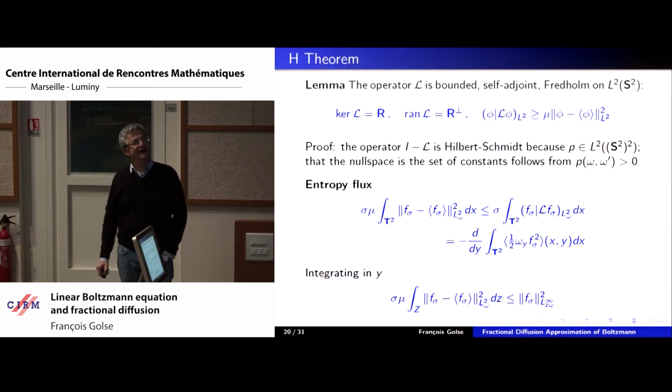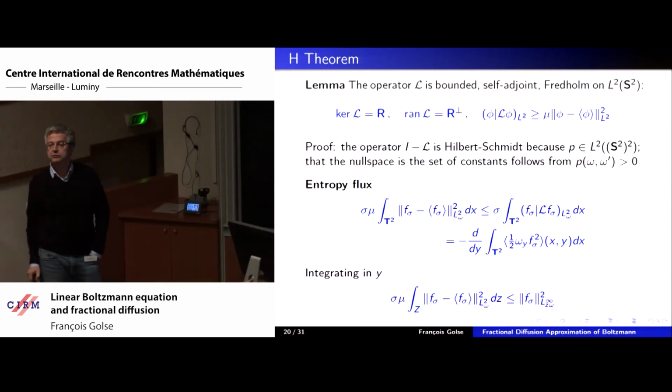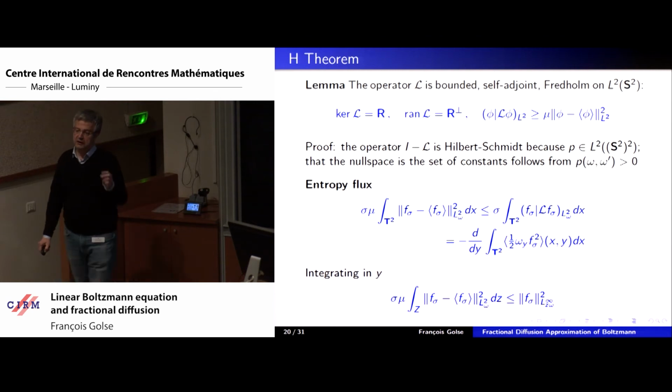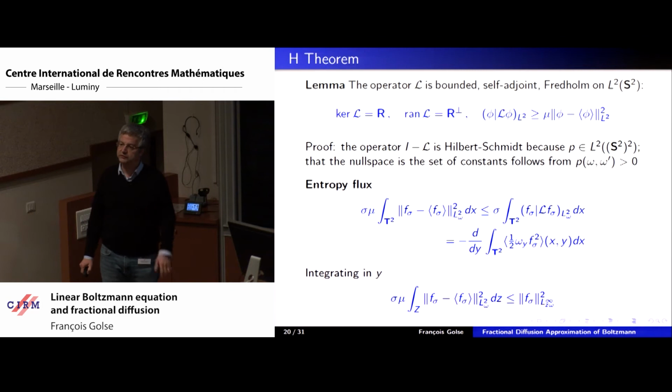Anyway, the first thing, at least, which is very easy, is that the operator L, you can check it's bounded, self-adjoint, Fredholm on L2, and therefore you can check that the null space is one-dimensional. It's the set of constants. This is a consequence of the fact that the scattering transition probability is everywhere positive.